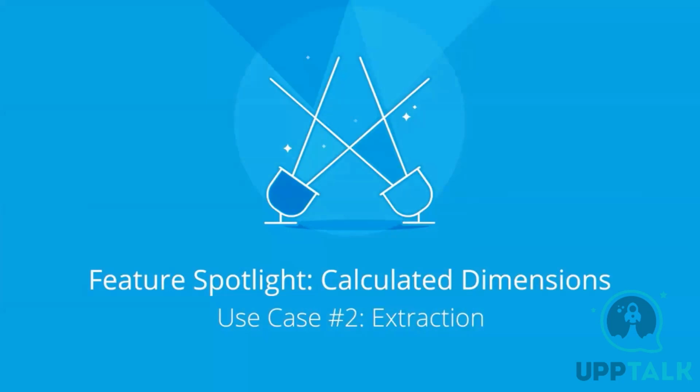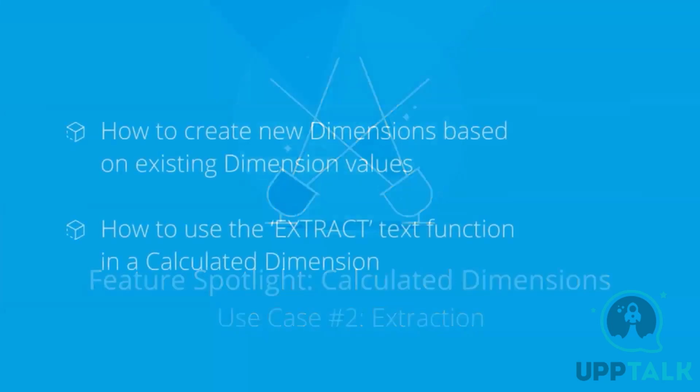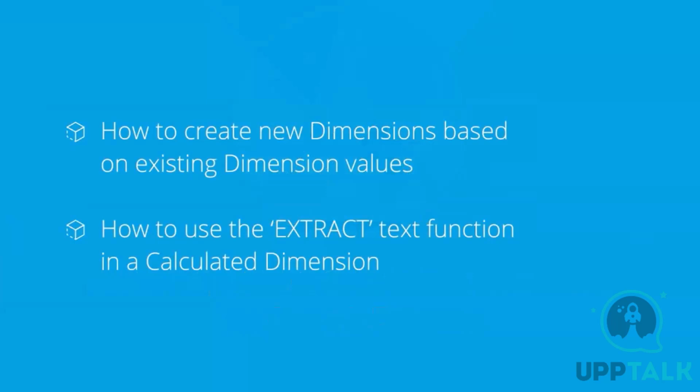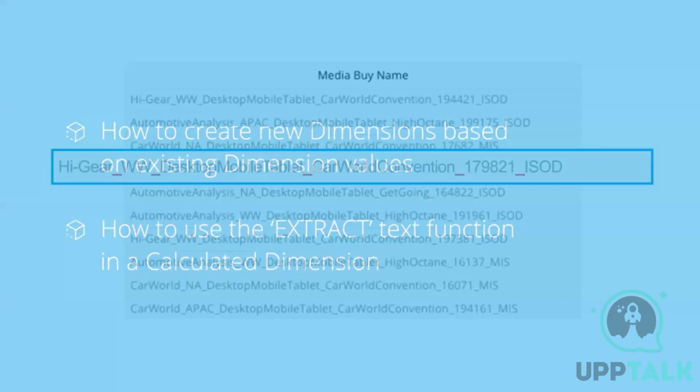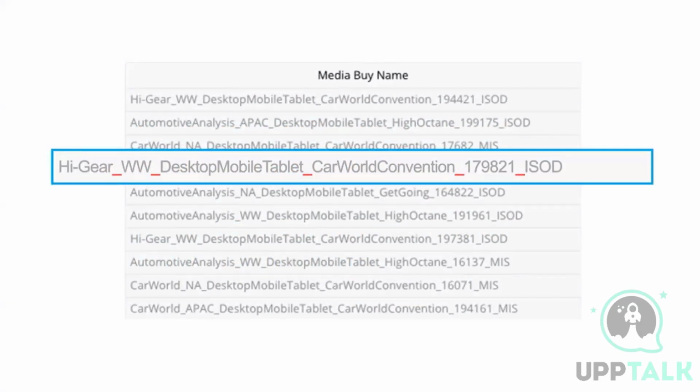The second is extraction. I'm sure people are familiar with the extract function. What we do is create new dimensions based on existing dimension values. From our existing dimensional values, we use the extract text function, and we extract some parts of the data which we think is relevant to us.